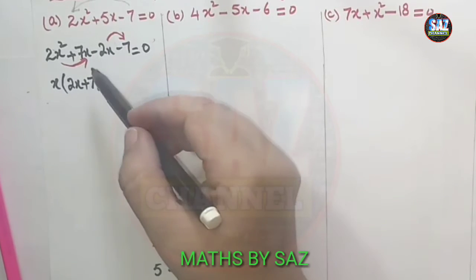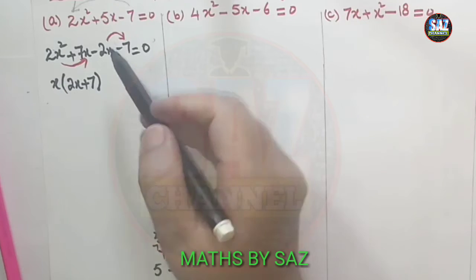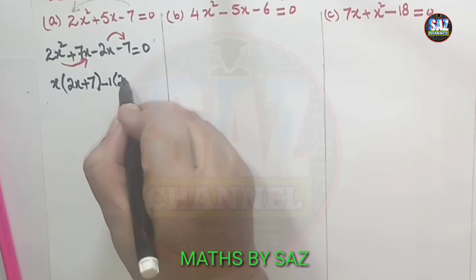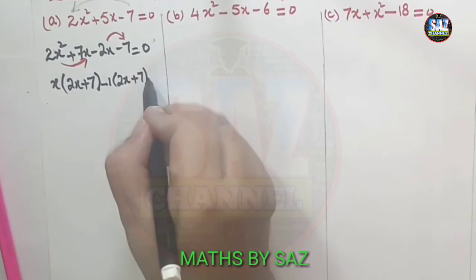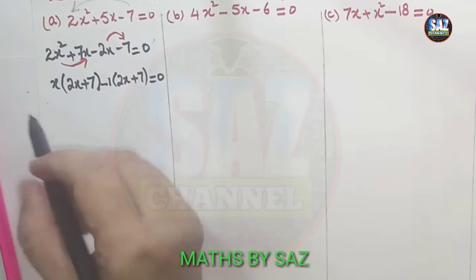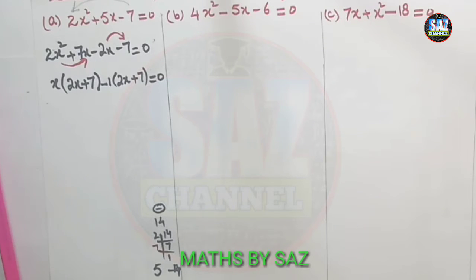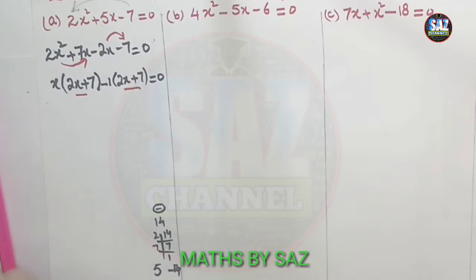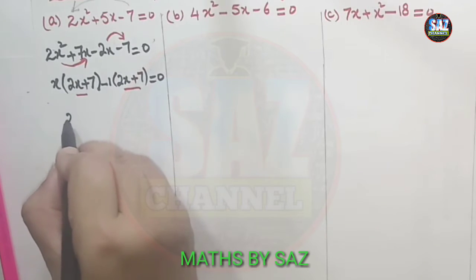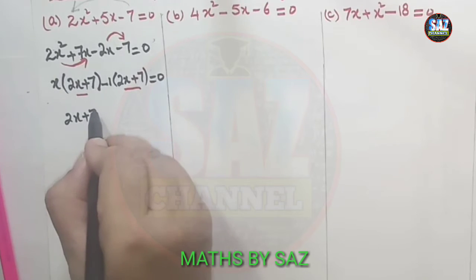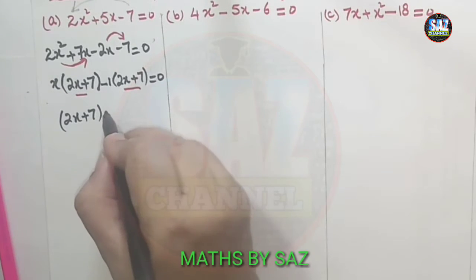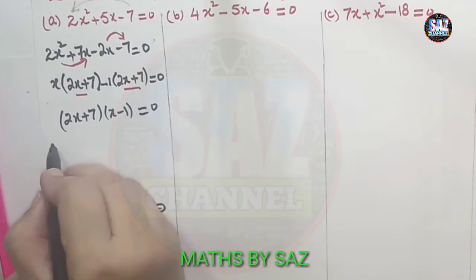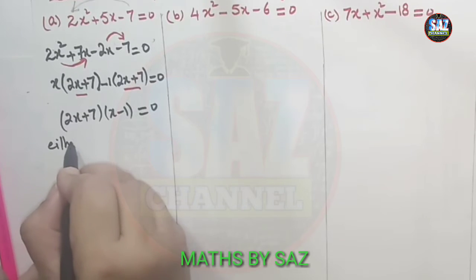Coming to the second part, I can see minus 2x minus 7. Here we have a minus sign as a common factor. I'll take minus 1 out, and 2x plus 7 equals to 0. Then we can see that this whole group 2x plus 7 is the common group. I will extract it. This lesson will be very easy for you if you are clear about D2 chapter number 3. x minus 1 equals to 0. Now I have to apply the either-or condition.